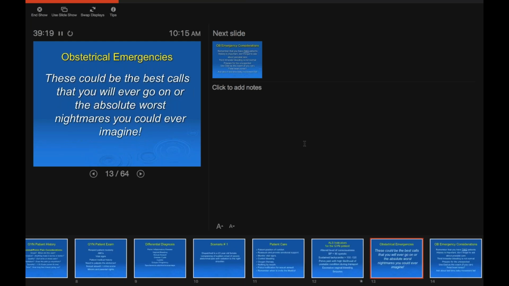All right. So obstetrical calls should be the best calls that you'll ever go on, and the absolute worst nightmare you could ever imagine. Kevin, we had a question over here. Why mag sulfate over a benzodiazepine? Because the patient has a low magnesium level causing the seizures. So we give mag sulfate to correct that. If that doesn't work, then we can definitely go towards a benzodiazepine.